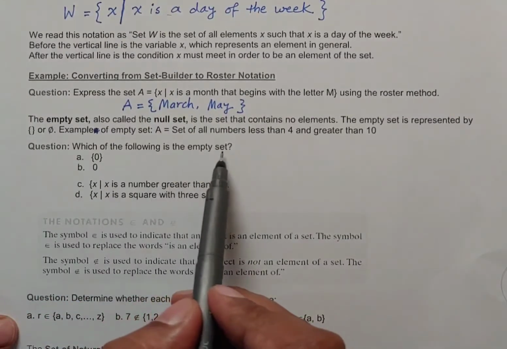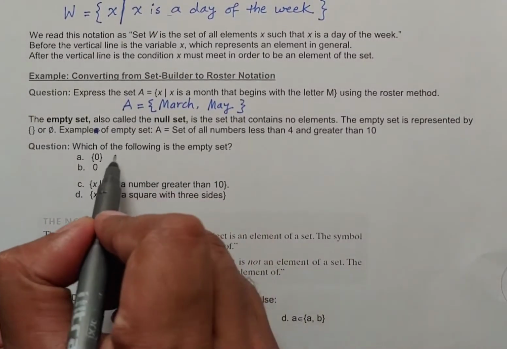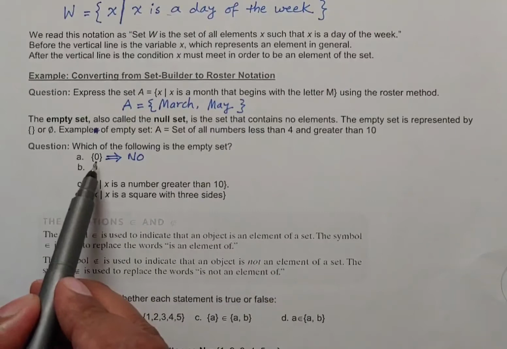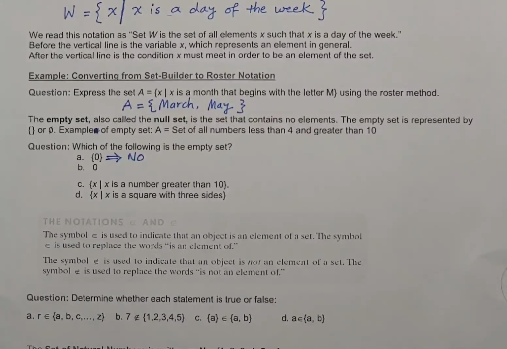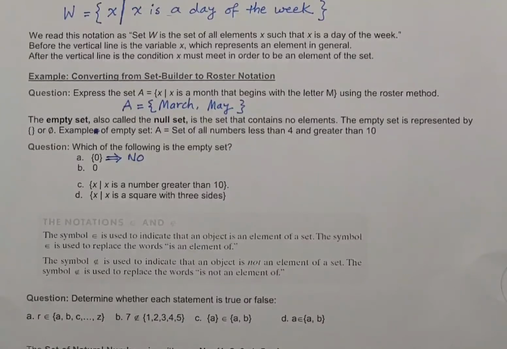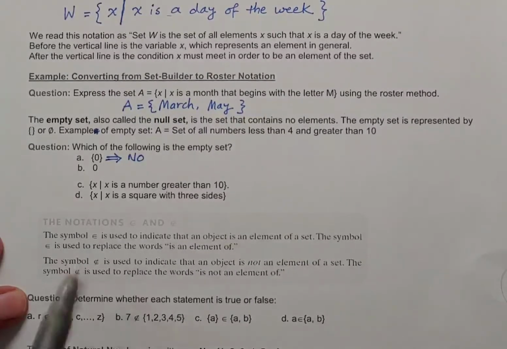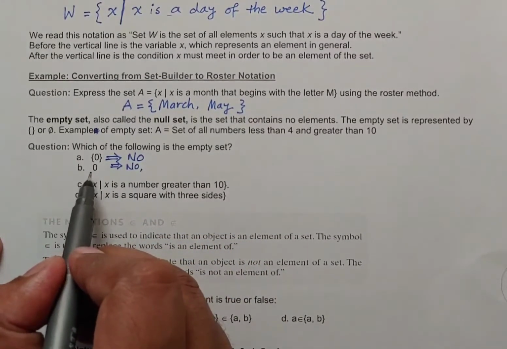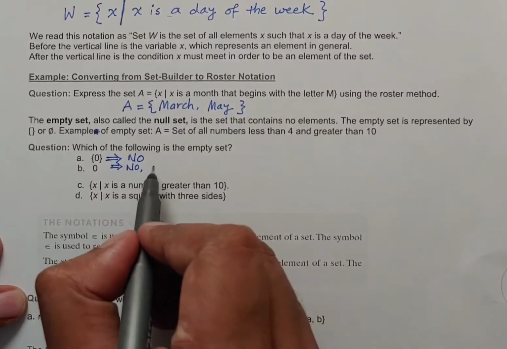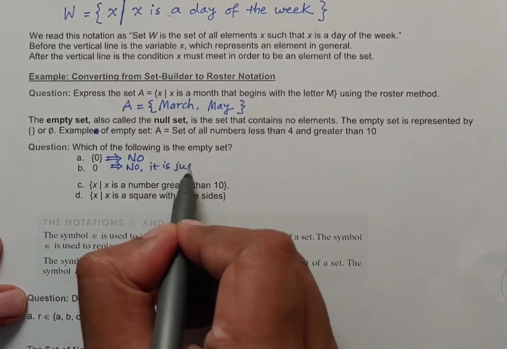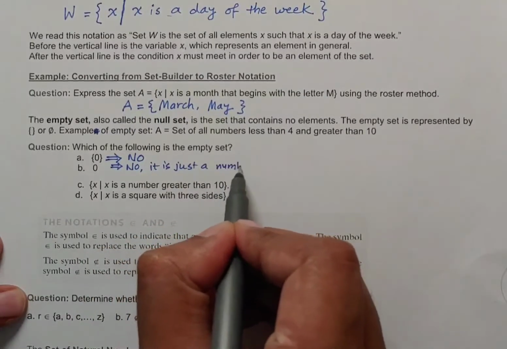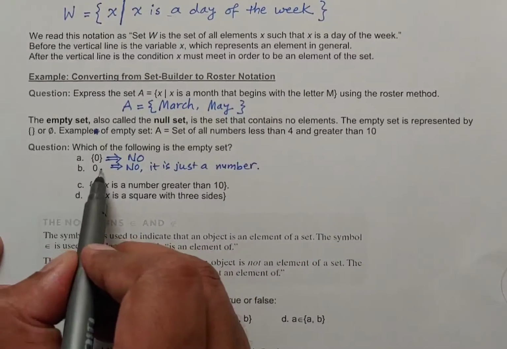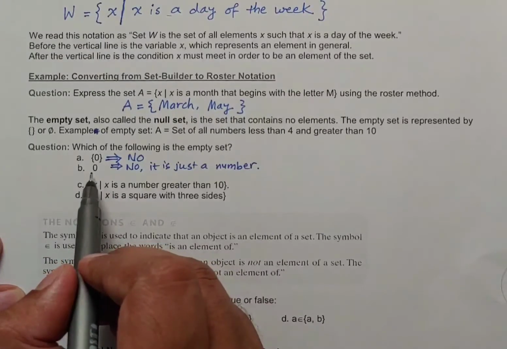Question is, which of the following is empty set? 0, this is no, because there is an element 0 inside the braces, so it is not empty set. It has one element. Just 0, no, because this is not a set, it doesn't have the braces. It is just a number. To be a set, it has to have these braces. If there is no braces, it's just a number, it is not a set.